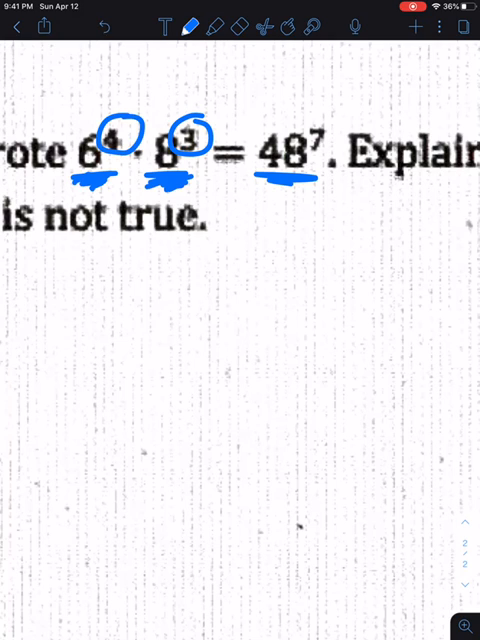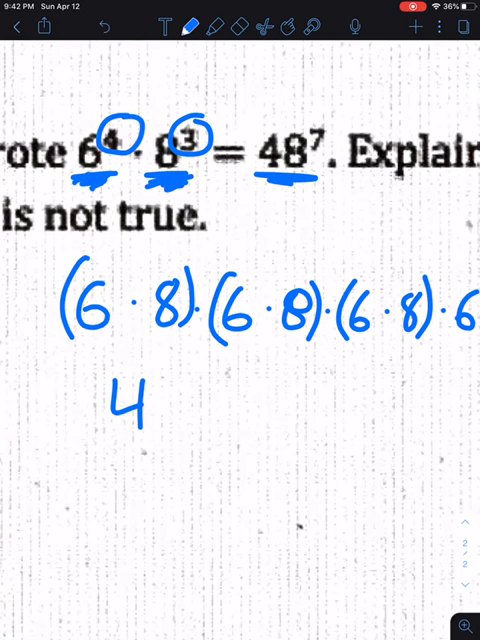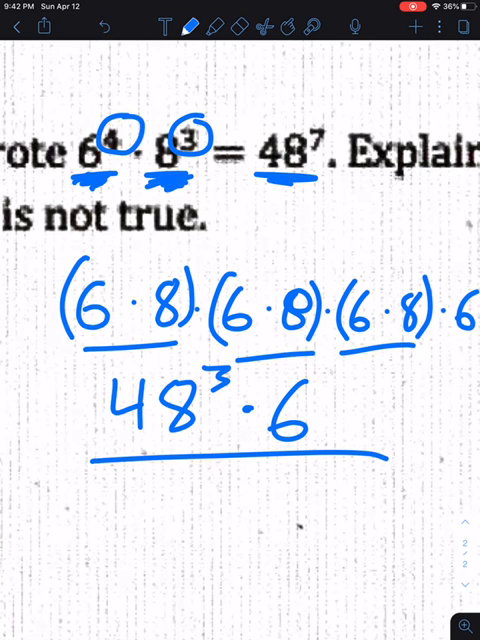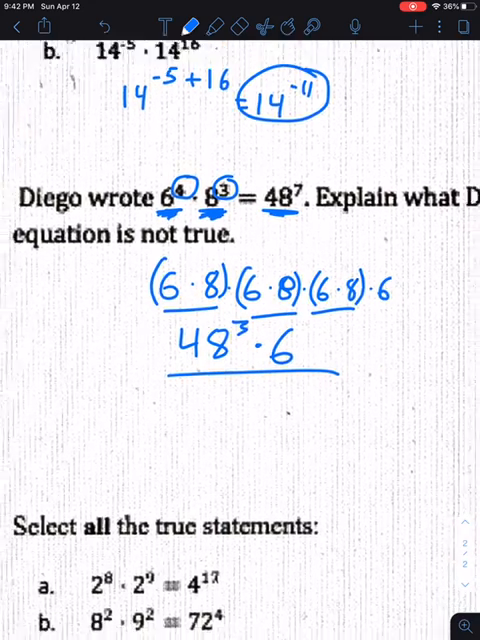The exponents are different. So what happens here is you end up with 6 times 8 times 6 times 8 times 6 times 8, because we've got 3 8s and actually 4 6s, so there's one more 6. So 6 times 8 does equal 48. So we've got 1, 2, 3 48s times an additional 6. That would be the correct way to simplify that if you wanted to just have a single number with an exponent.